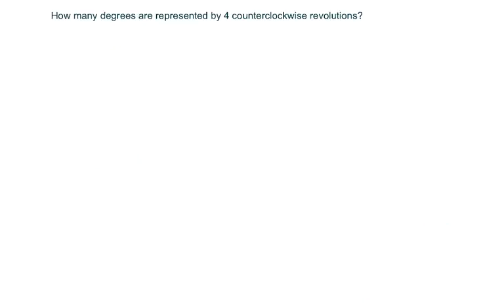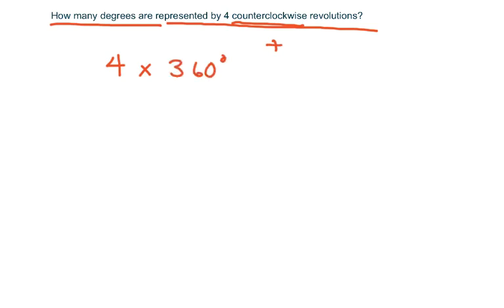And the last one, how many degrees are represented by 4 counterclockwise revolutions? So that's just going to be 4 times, since it's counterclockwise, that's positive 360 degrees, which equals 1440 degrees.